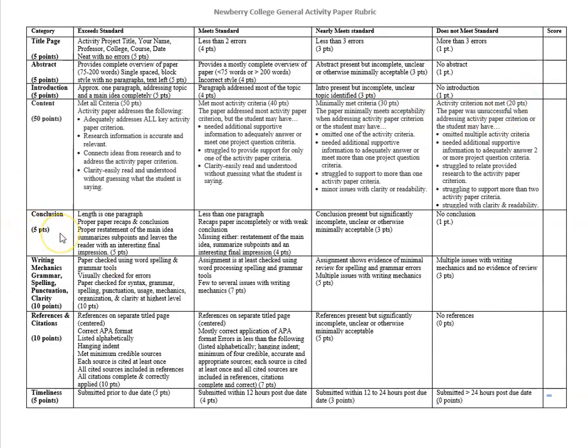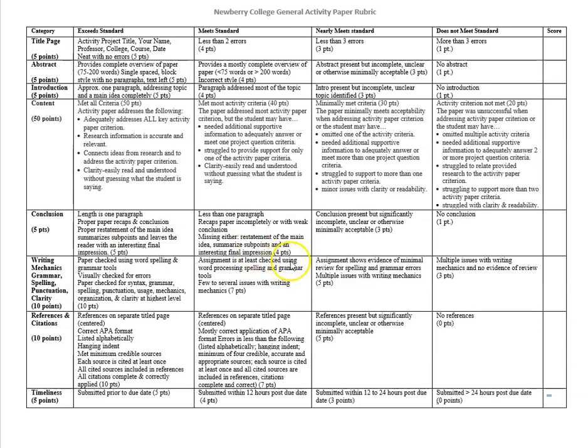Your conclusion is worth 5 points. It's approximately 1 paragraph, and it recaps what your paper was trying to research, and the conclusions that you've drawn should be in third person throughout the paper. And you should restate the main ideas and summarize subpoints that leave the reader with an interesting final impression of what you've done. If you do that, that's worth 5 points.